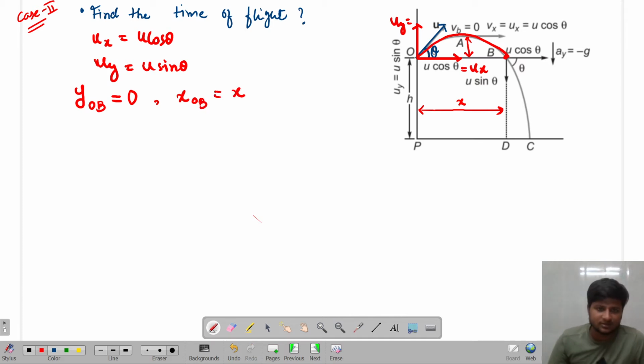Now you try to think. So two variables I have given to you. You try to think, it will give you some answers. Again, acceleration along the vertical is equal to minus g, acceleration along the horizontal is equal to 0. So what will be the condition?